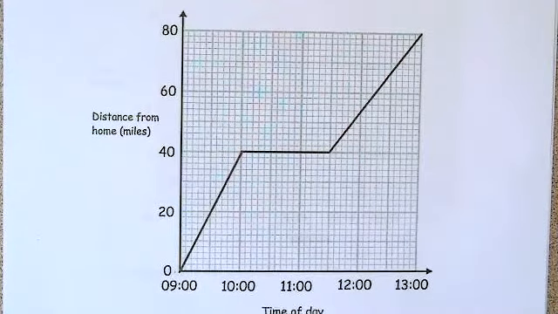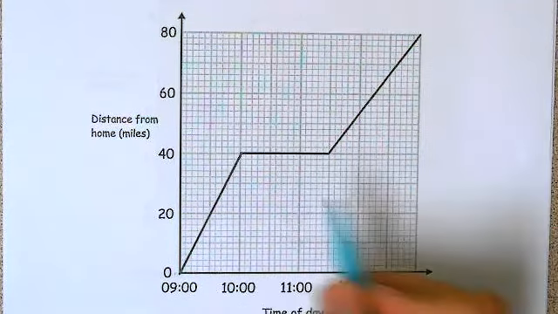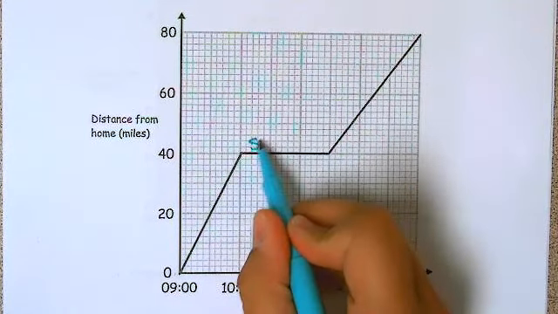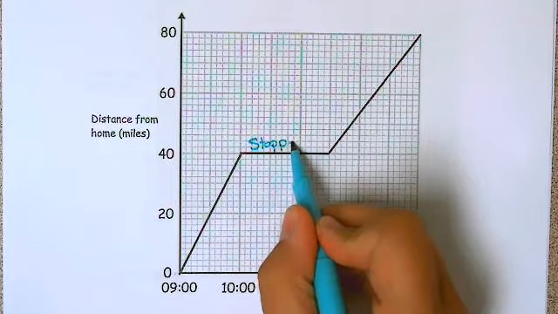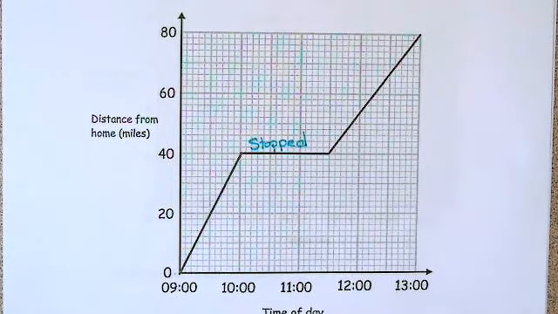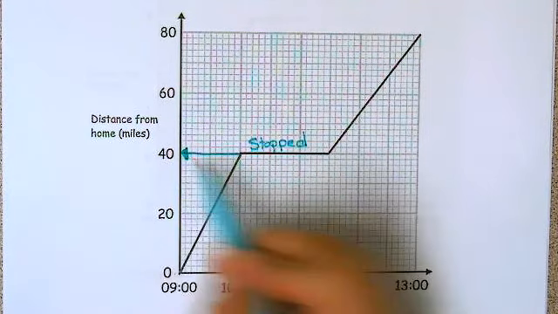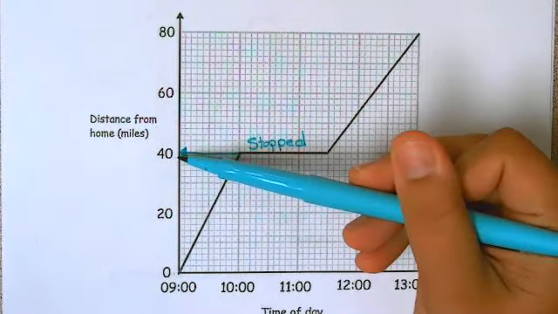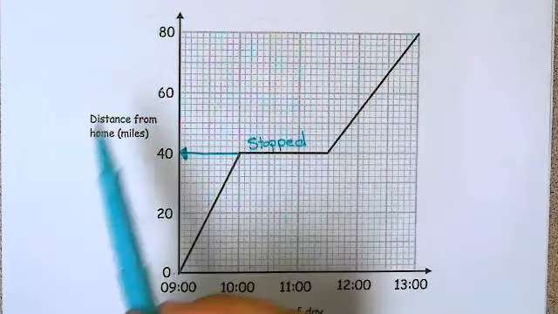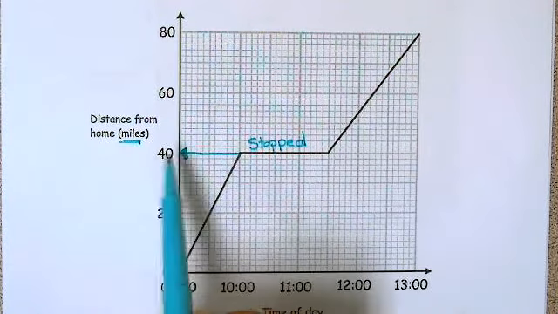So question A says, how far was Edward from home when he visited Nicola? So we know he stopped and visited his friend. So this is where he stopped. And this is asking for how far, so the distance. So when he stopped, we're going to come over here to the y axis to find how far he was. So this is distance from home in miles. So he was 40 miles from home.